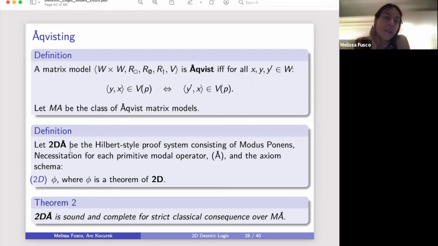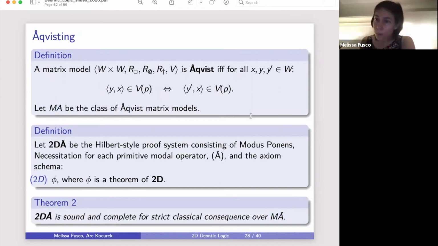So let's let 2D A halo be the Hilbert-style proof system consisting of modus ponens, necessitation for each modal operator, our restricted axiom, A halo, and then this axiom schema, phi, wherever phi is a theorem of 2D, so the language that we already did. So theorem 2: 2D A halo is sound and complete for strict classical consequence over MA. Oh, and I'm sorry, there should be a little halo here too, right? This class.